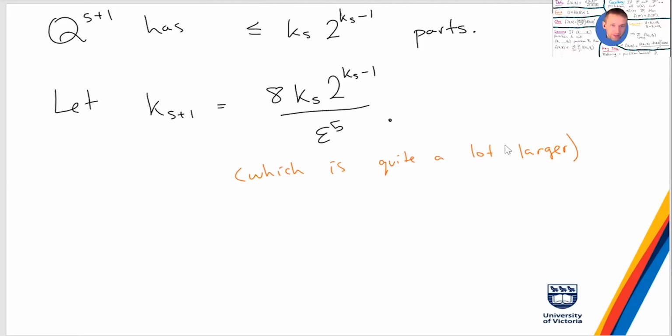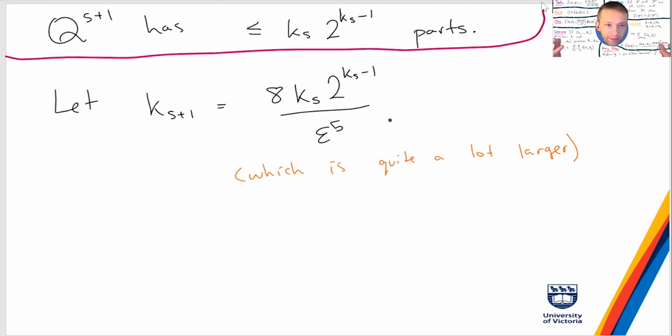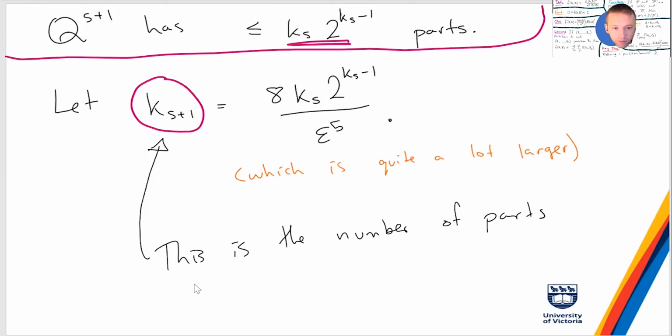So here's what I'm going to do. I don't know how many parts QS plus 1 has. QS plus 1 is the thing we got by breaking into Venn diagrams and whatever. It has at most this many parts. What I'm going to do is make the number of parts a heck of a lot larger. So I'm going to take this upper bound I had here, multiply it by 8, that's not too important, and then divide it by epsilon to the 5. And this is the number of parts that my PS plus 1 will have. So this is the number of parts we are going to aim for in PS plus 1.